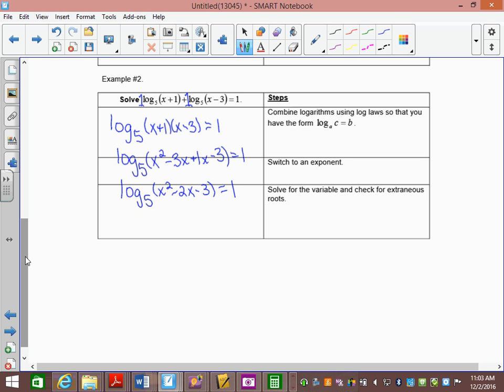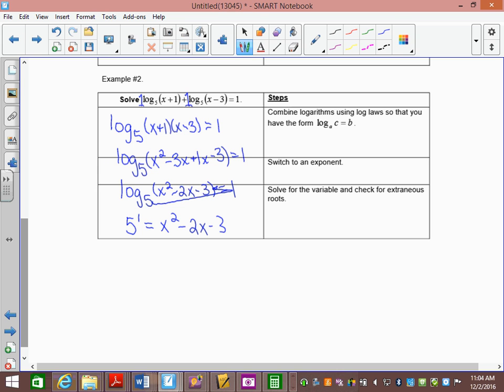I don't know the log. I don't know what's beside the log, so I have to convert it to exponential. If the log's on the left, you do a 7. 5 to the exponent 1 equals that lovely trinomial. 5 to the 1 equals x squared minus 2x minus 3, which some people I heard say is a disgusting trinomial, not a lovely trinomial. Nonetheless, a trinomial.